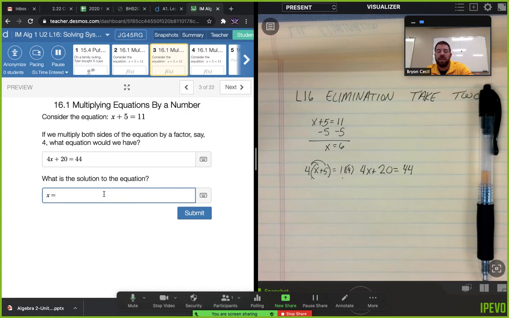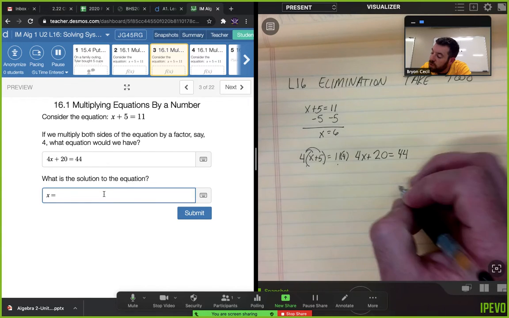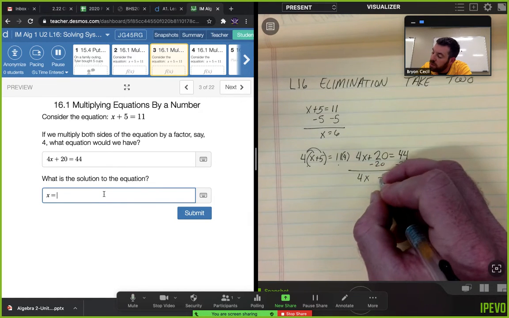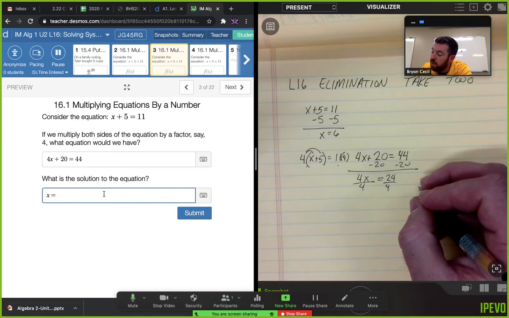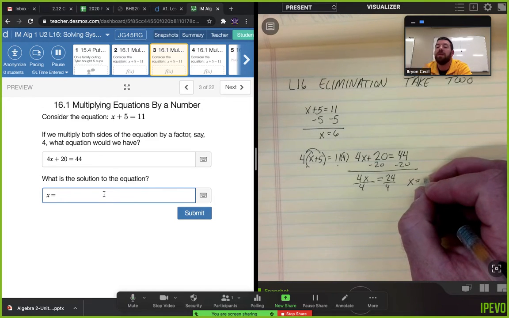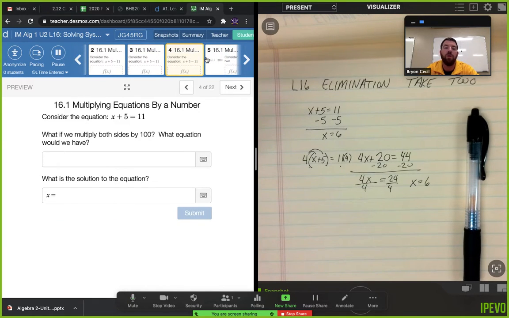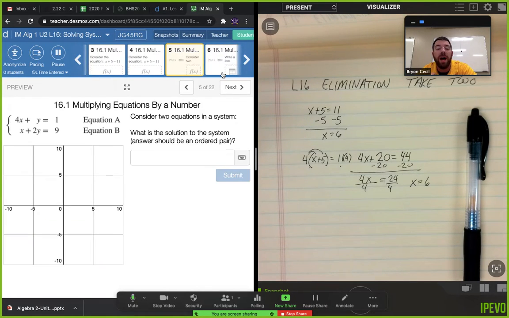So now let's see, what is the solution to the equation? Well, we've got to move the 20 over. 4x equals 24. Divide by 4 to isolate the variable. And x is going to equal 6. Still the same. What if we multiplied both sides by 100? All right, save some time. You do that. Guess what your answer is going to be? 6. Why does that work?